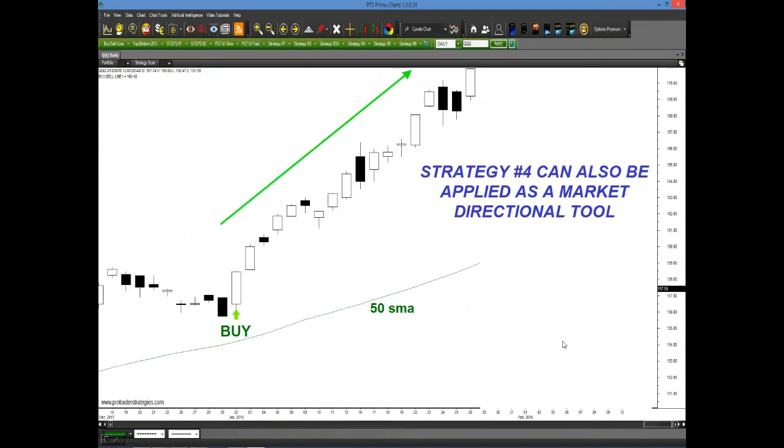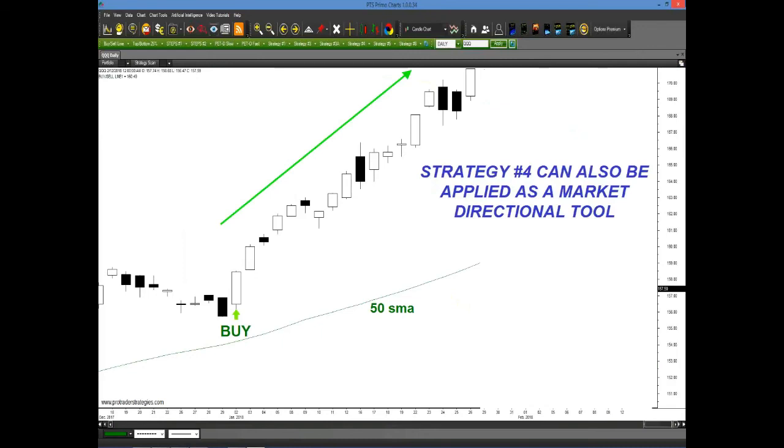So you've just seen that this can be applied to any market, any time frame, and you can use it to trade, but you can also use it not to trade, but as a directional tool. For example, in the QQQs, a buy signal was generated at the beginning of January, which is the ETF that represents the NASDAQ 100 index.